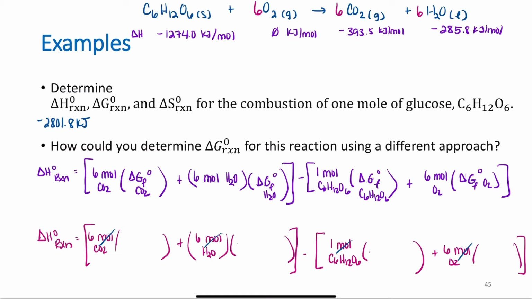Now, the delta G values are the following respectively. Let's see. 910.0 kilojoules per mole for C6H12O6. 0 kilojoules per mole for O2 because it's its most stable state. 394.4 kilojoules per mole for CO2. And negative 237.2 kilojoules per mole for water.